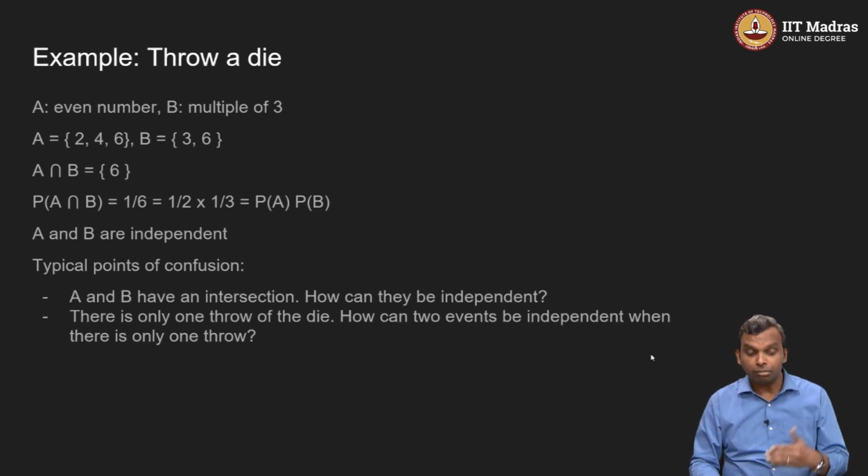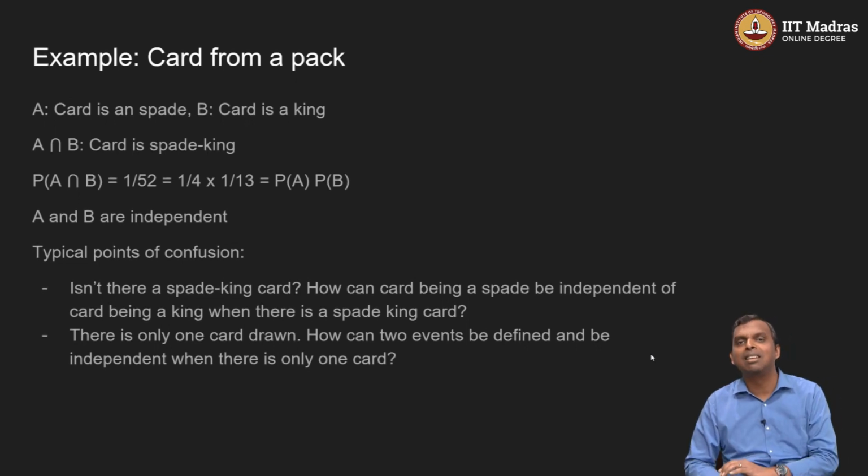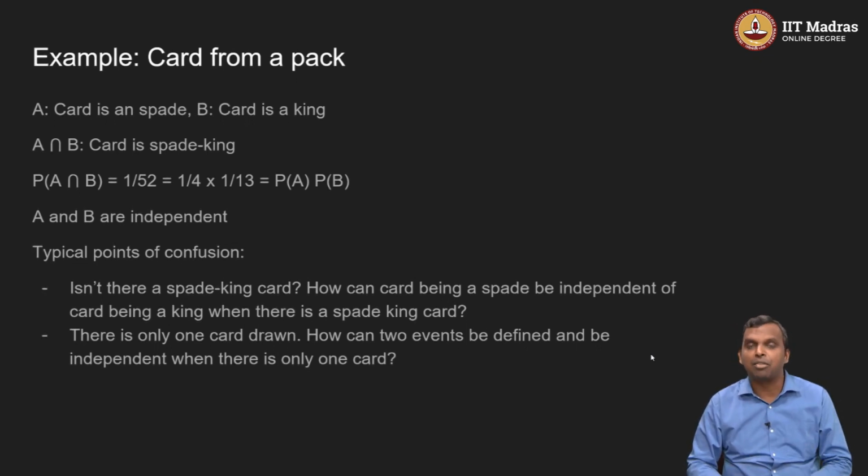Okay, that's one more example to clear up the air. To drive home this point, I'm going to repeat it once again, the same point in another setting, because this is important enough that you should have a good, deep understanding of it. Supposing you draw a card from a pack, I'm going to define event A as the card is a spade, event B as the card is a king, and A intersect B is what?